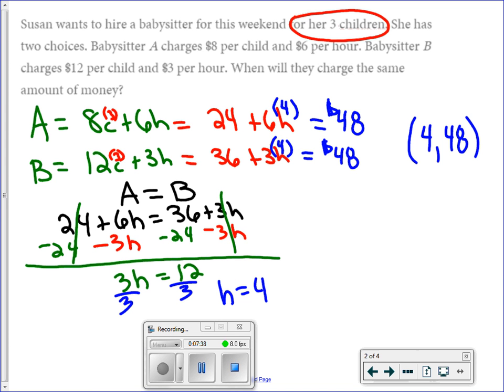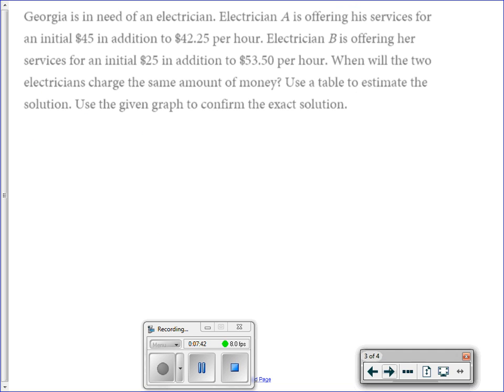Alright, so let's go back to our examples and try another one. George is in need of an electrician. Electrician A is offering his service for an initial $45 in addition to $42.25 per hour. Electrician B is offering her services for an initial $25 in addition to $53.50 per hour. When will the two electricians charge the same amount of money?